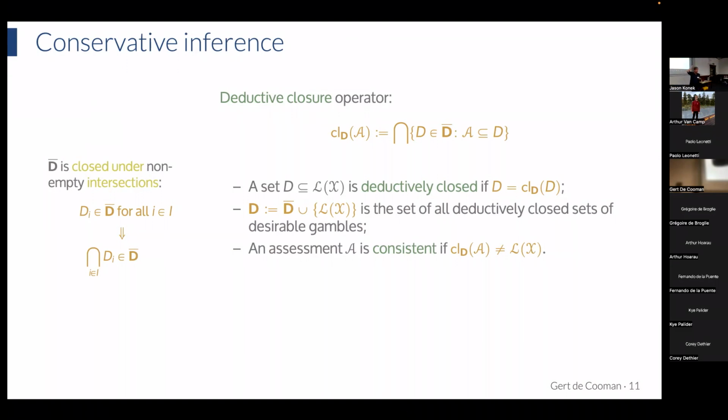Yeah, so consistency is an attribute of an assessment. While coherence is an attribute of a set of gambles. An assessment could already be coherent. Yeah, if you give a lot of gambles, it could already be coherent. But then it would be inconsistent.